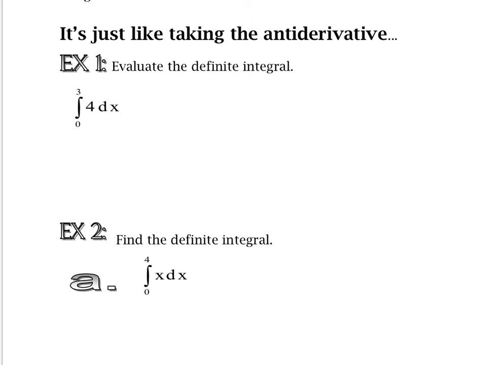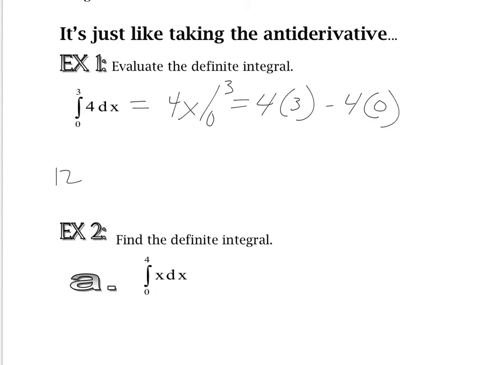All right, so now we're going to put it all together. We're going to evaluate the definite integral. Remember, we already evaluated this kind of graphically. We said it was 12. I think we actually did this one in the last video, but we could do it real quick. This is just going to be 4x from 0 to 3, which means we would do 4 times 3 minus 4 times 0, and that is in fact 12.